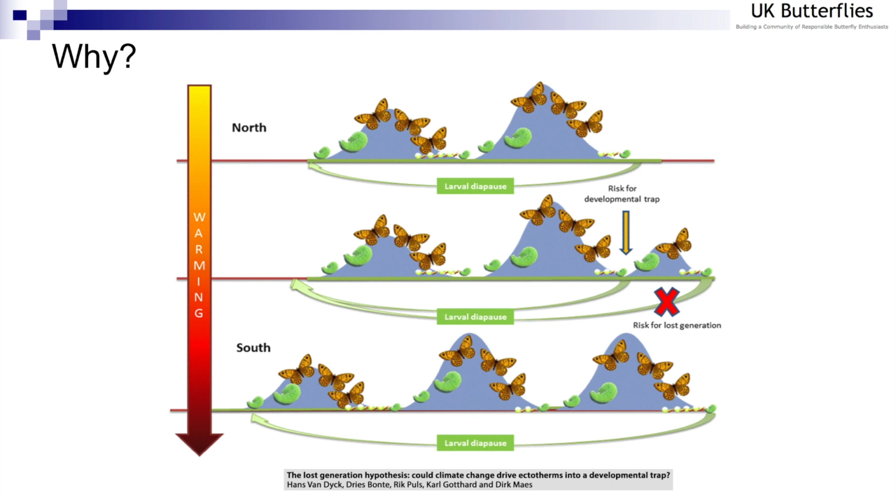Now it's important to know the wall brown can only successfully overwinter as a third instar larva. So in the north of its range, the butterfly goes through 2 complete broods, and then the third instar larva successfully overwinters. In the south of its range, it goes through 3 complete broods, and the third instar caterpillar successfully overwinters.